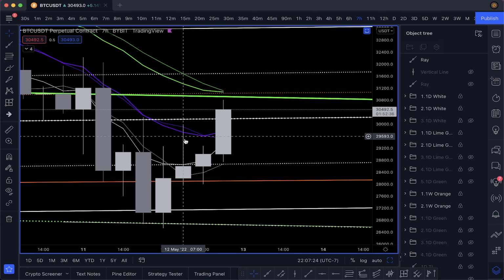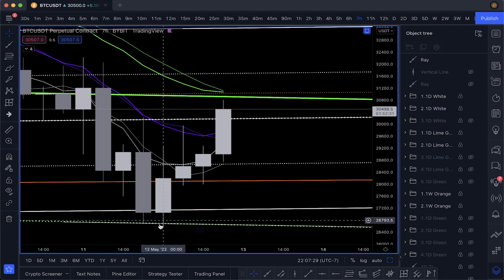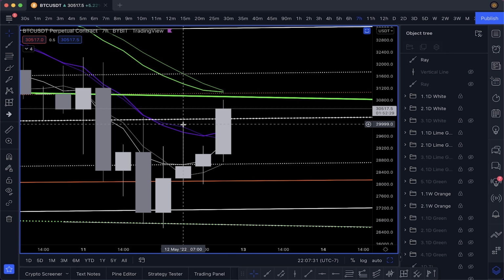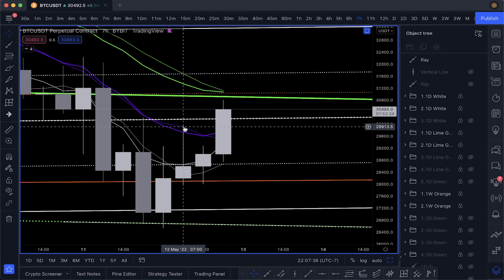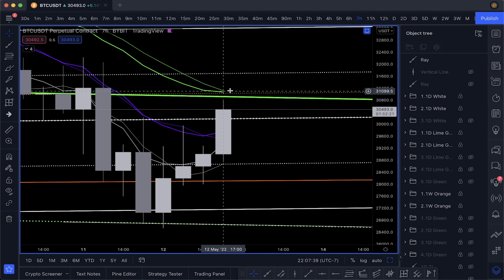Okay, so it would take profit, and you wouldn't close your trade if you got in down here. You would just set your take profit, right? So your take profit 1 would be here. Take profit 2 would be here, right? This would be your take profit 3.